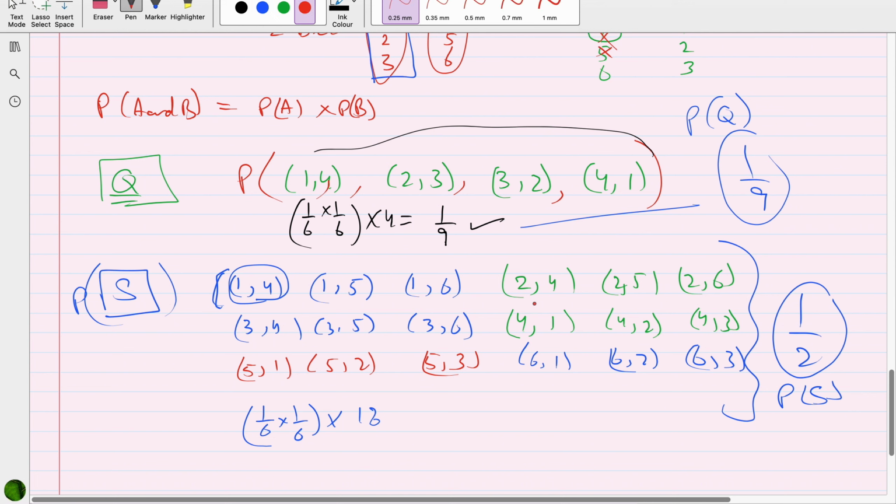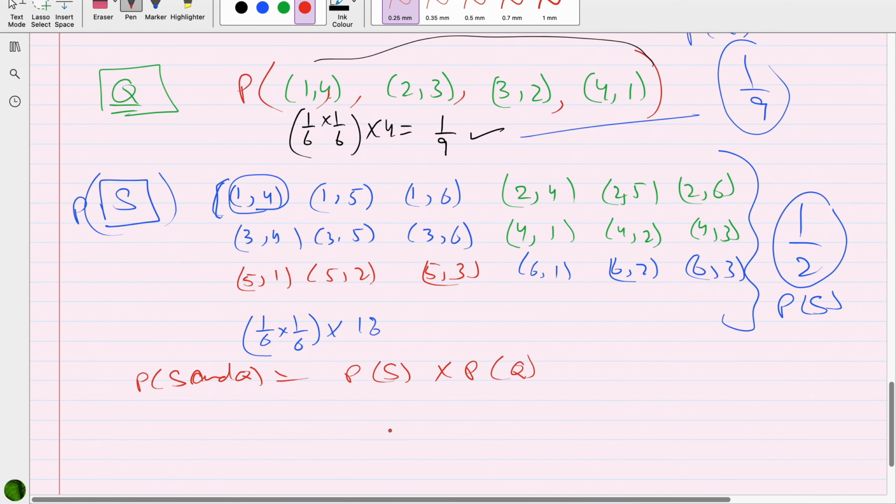Now the question was that we have to show that they are independent events. So for independent events, we are using this condition that A and B, for our case, let me write, the probability of S and Q is equal to the probability of S multiplied with the probability of Q. If this is the case, yes, they are independent. So on the right hand side, the probability of S is 1 by 2, and the probability of Q is 1 by 9. On the right hand side I'm getting 1 over 18. Let's talk about the left hand side.